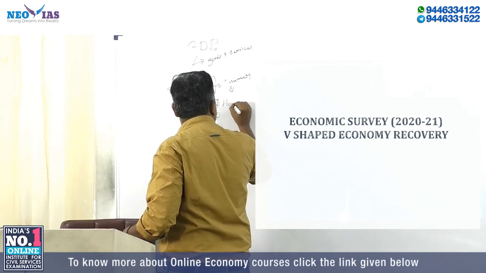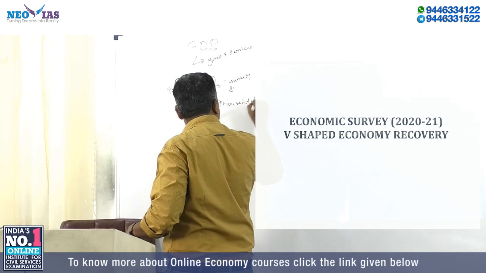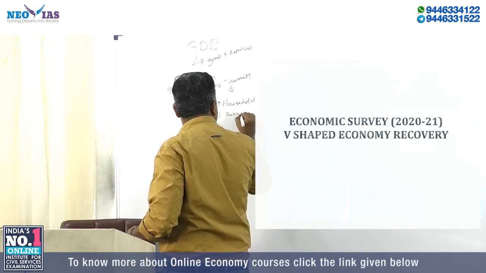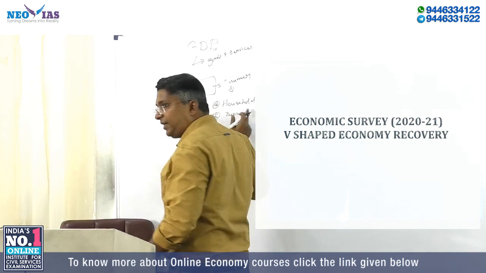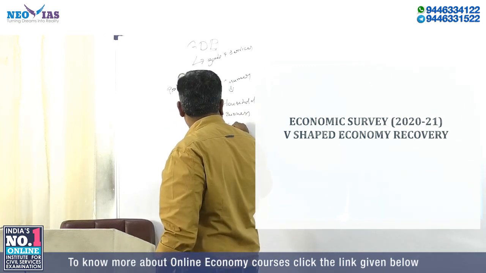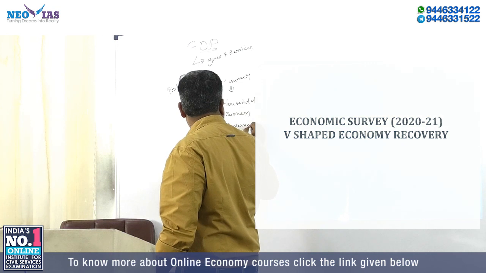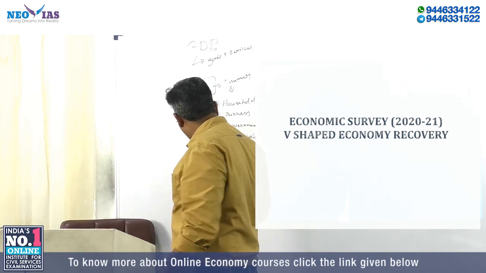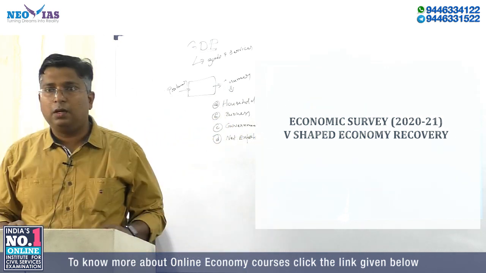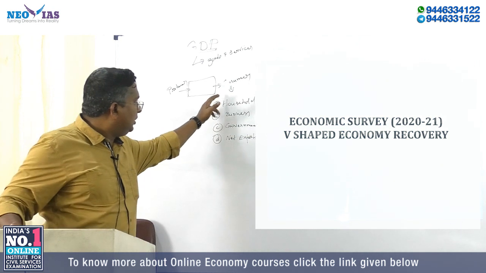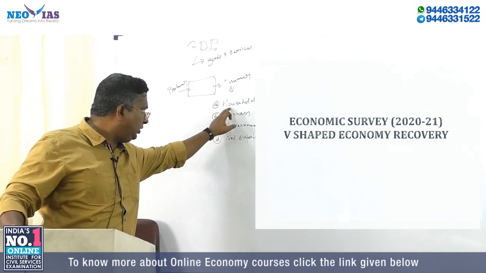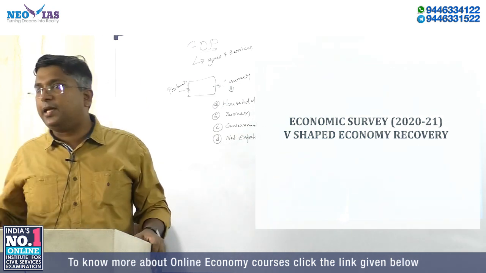One is household. Second is business people, business groups, the private sector. Third is government. And fourth is net exports. I'll discuss all these things. We will take them from the expenditure angle, okay?